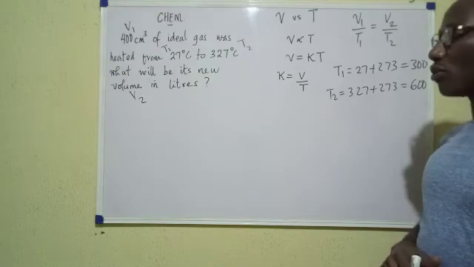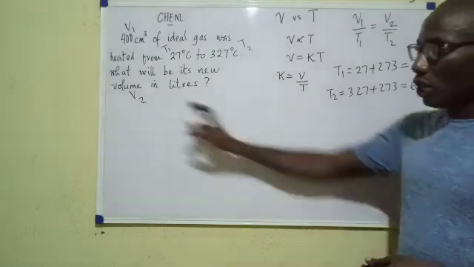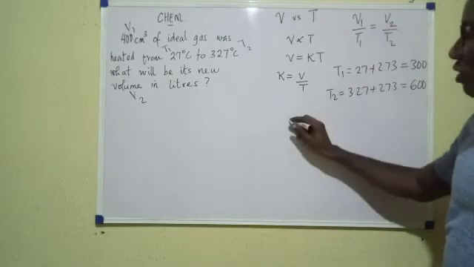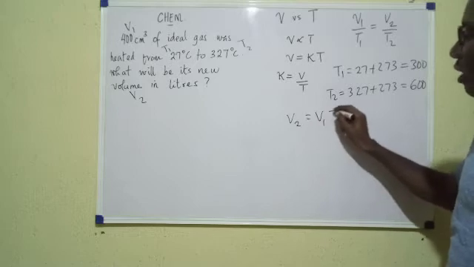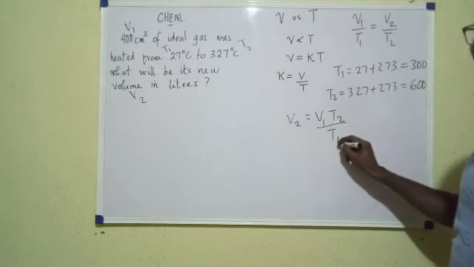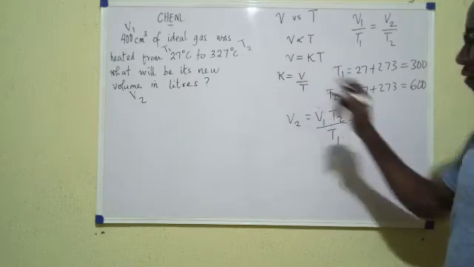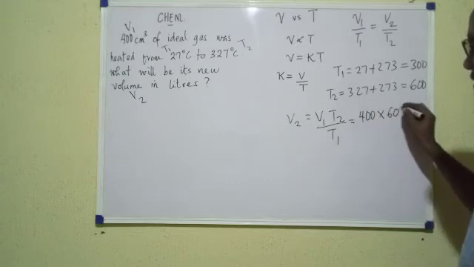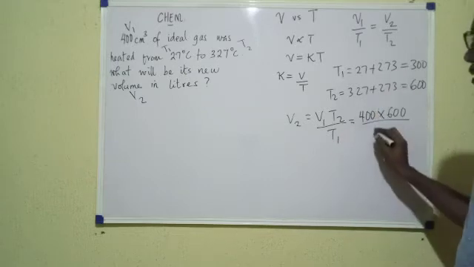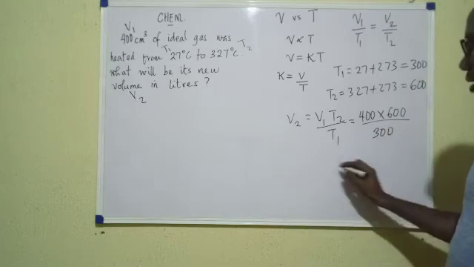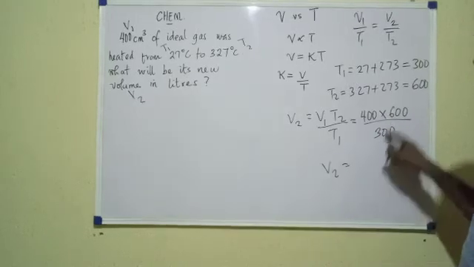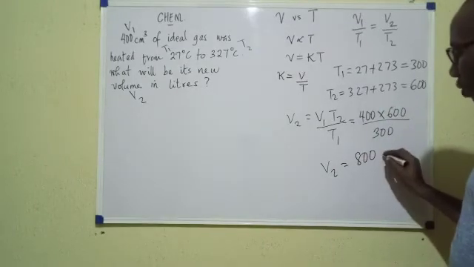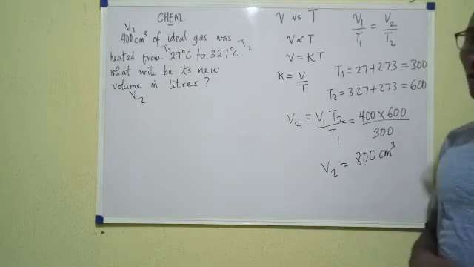So now that I have absolute values for T1 and T2, looking for V2 means making V2 the subject of this formula. So I'm going to write V2 equals V1 T2 over T1. So this becomes V1, 400, times T2, 600, over T1, 300. V2 here becomes, 300 into 600 gives 2, 400 times 2 gives me 800. So 800 cm³ is the new volume.